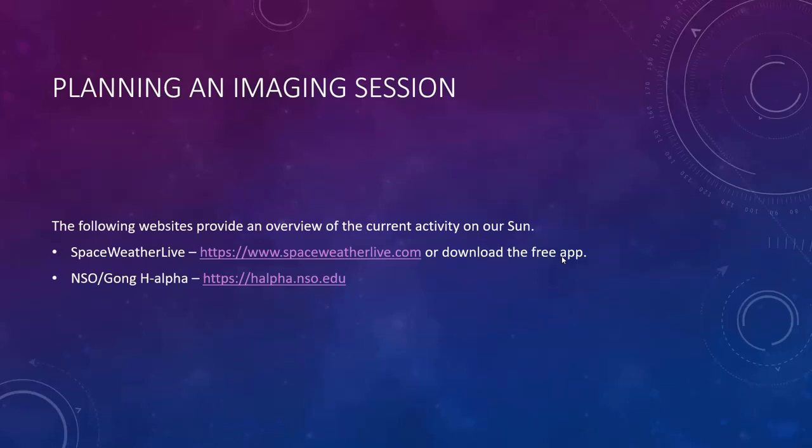But before I do that, I just need to plan the imaging session. I need to know what's on the sun. And I also need to know what I'm going to take a picture of. My two go-to websites that I use are Space Weather Live, which you can either go onto in a web browser, or you can download the free app onto your tablet or onto your phone. And also the old favourite, GONG H-alpha, or NSO GONG H-alpha. So I just want to talk about these for a moment.